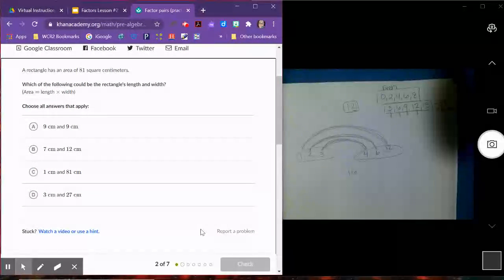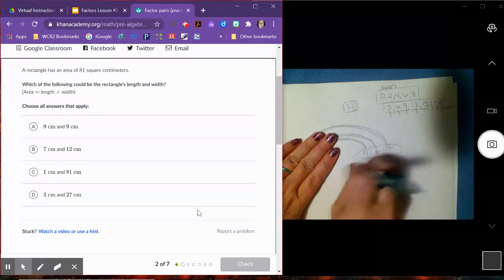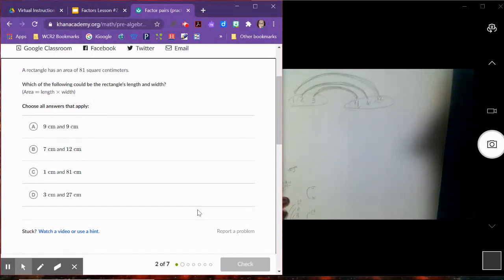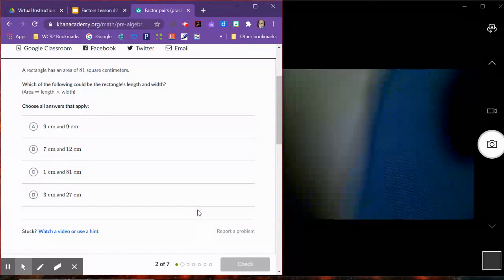Now, this one says a rectangle has an area of 81 square centimeters. Which of the following could be the rectangle's length and width? Well, this seems kind of confusing, right? No, it's not. All it is is a factoring question. So let me show you what this is. They're just trying to get fancy with you guys. So don't get overwhelmed by a question like this.